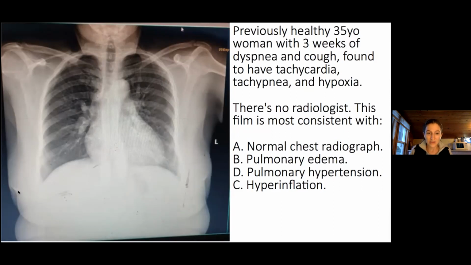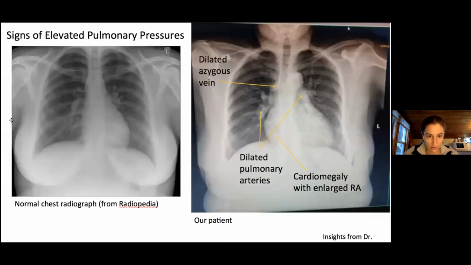I often don't look that closely for pulmonary hypertension on a chest radiograph because we're gonna get the echo or they already have the diagnosis. But for this patient, we didn't have a formal echo and she did not come in diagnosed with high pulmonary pressures. But let's take a look at her chest radiograph right next to a normal film.